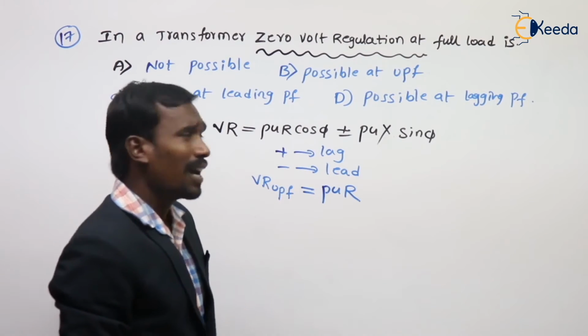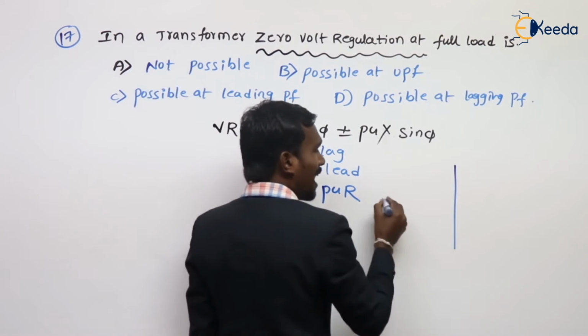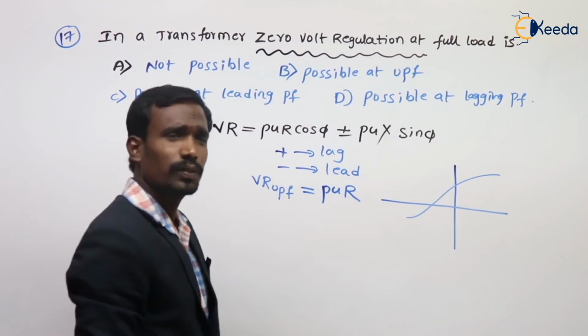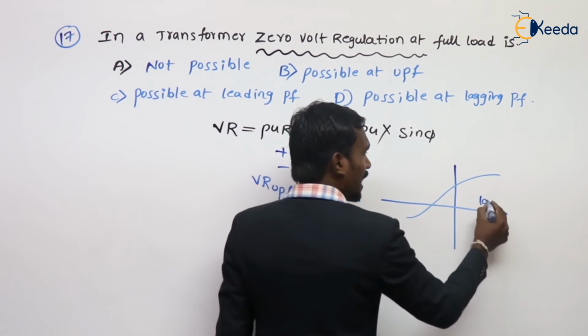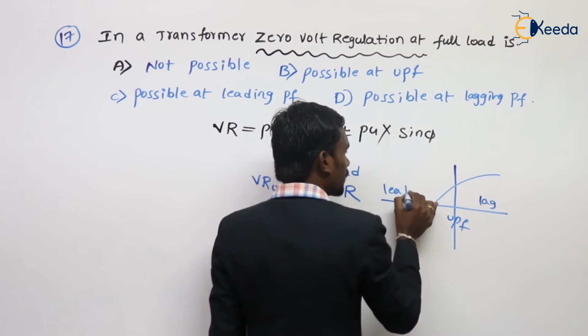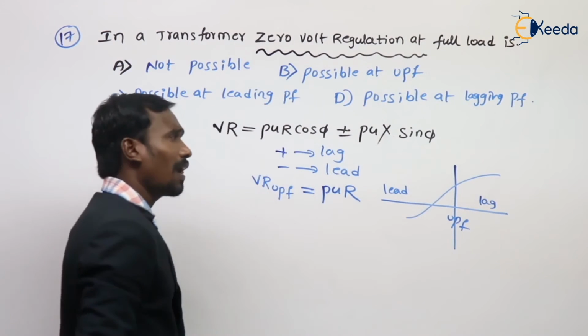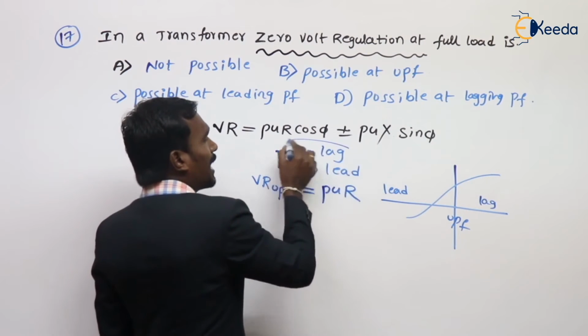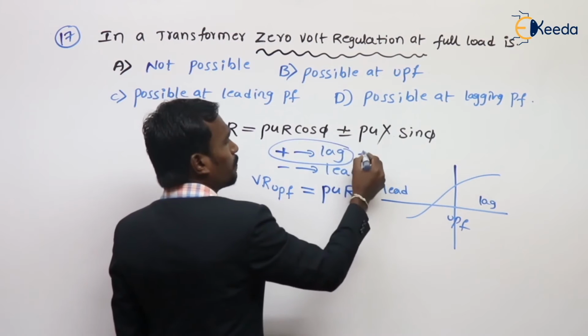So tell me, I gave you the voltage regulation curve also. Generally, this is lagging, this is unity power factor, and this is leading. It is always positive; that is, at lagging load the voltage regulation is positive only.